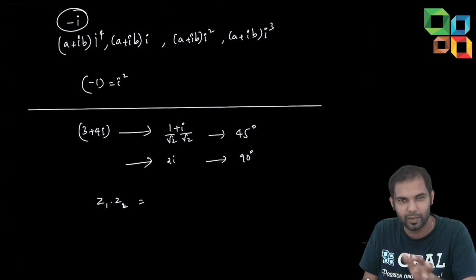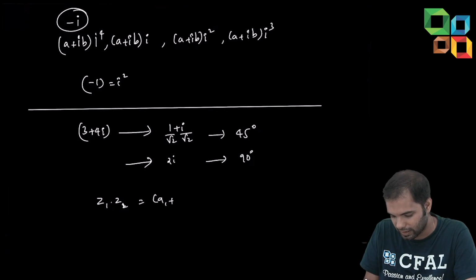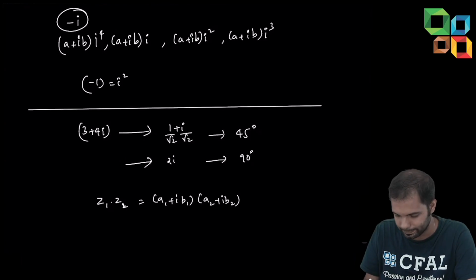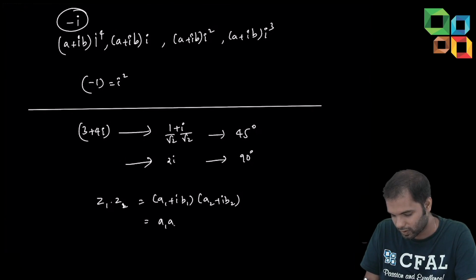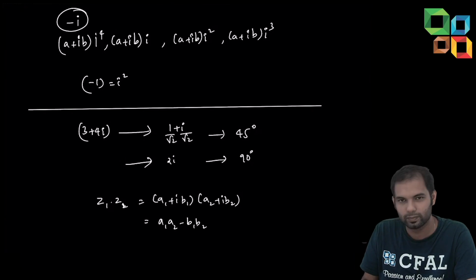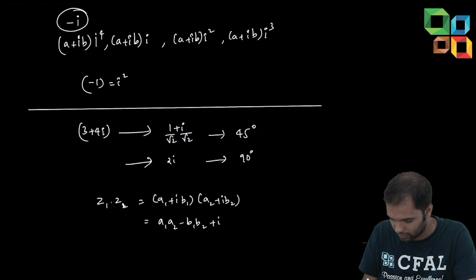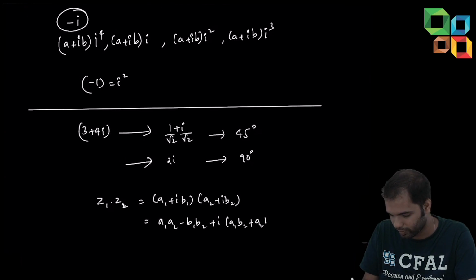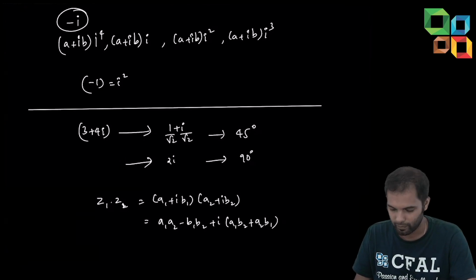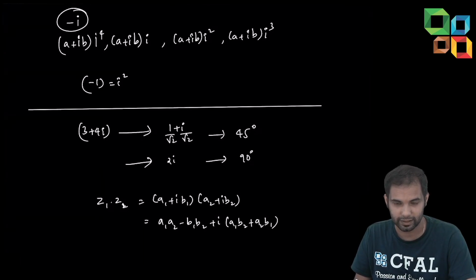Okay, algebraically, let us see. We already know the result. So A1 plus i B1, agreed, into A2 plus i B2. But simply multiply that. It is A1 A2 minus B1 B2. Fine. Plus i into what is the imaginary part? Say A1 B2 plus A2 B1. Agreed. So this is a normal multiplication when you multiply two complex numbers.